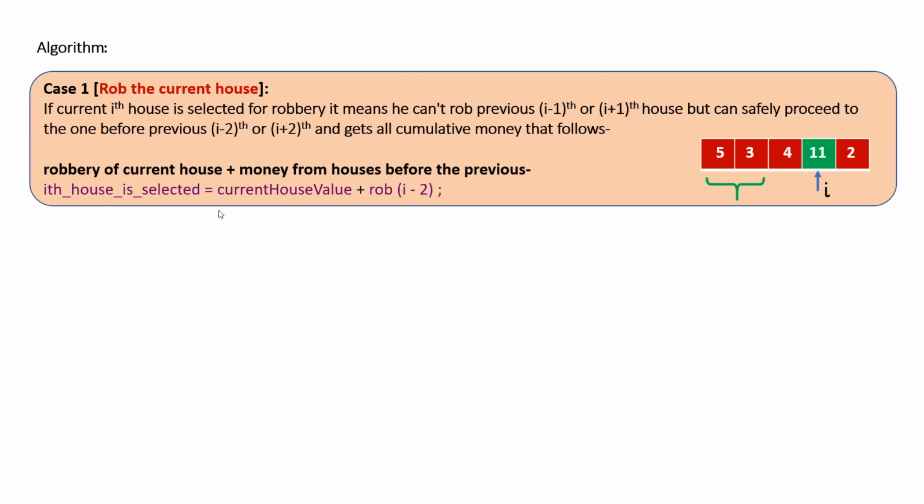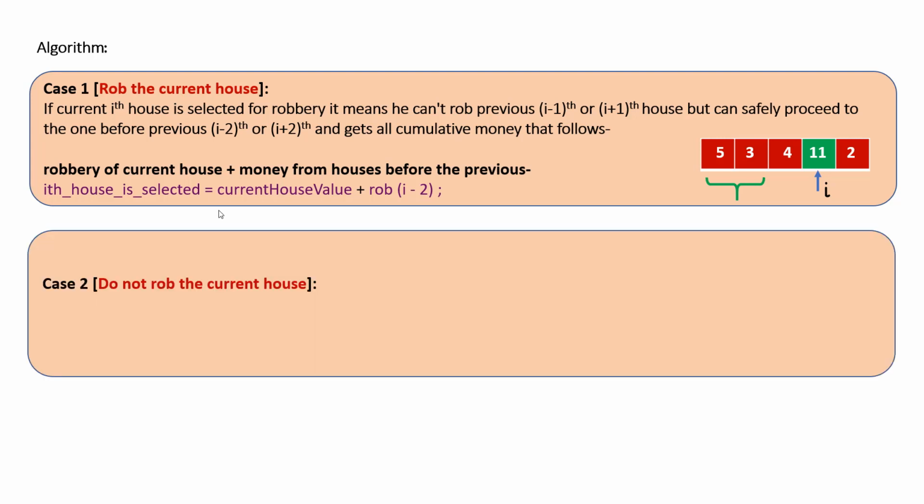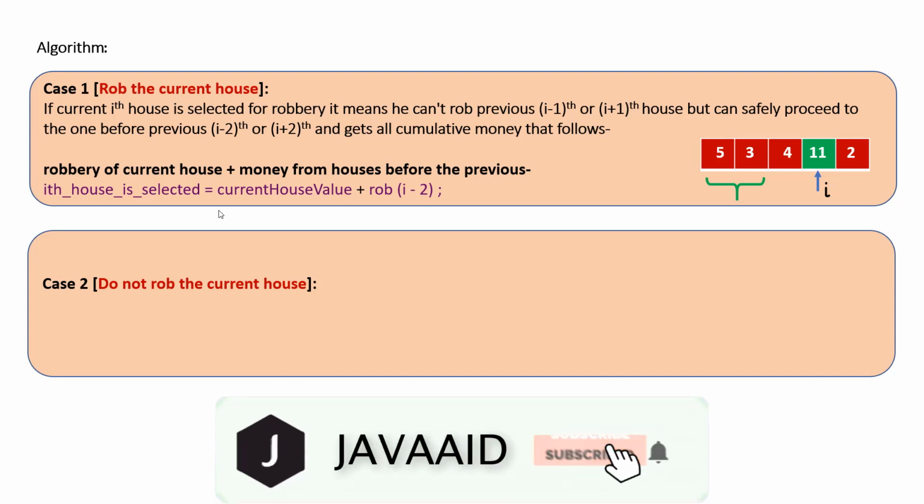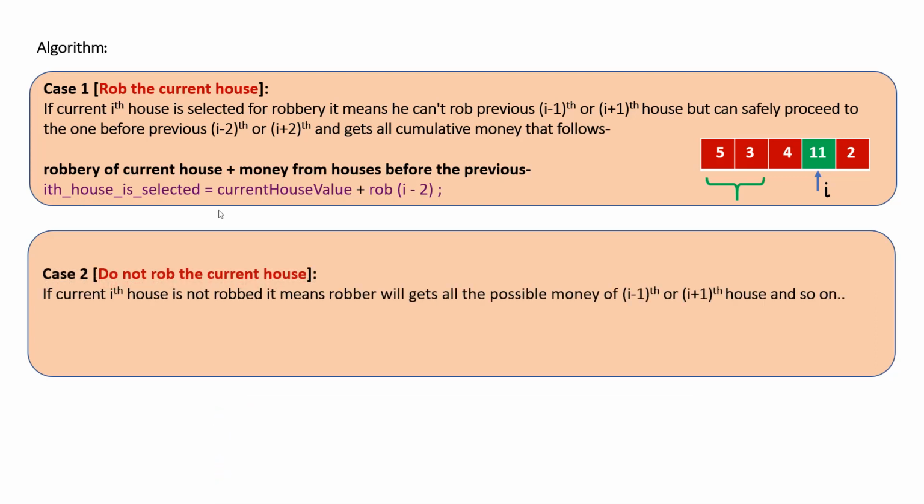And the second case, as we have talked about, is when the robber decides not to rob the current house. So this is the other option which the robber has. There are only two options, guys. Either he will choose to rob or he will not. So this is the second option: do not rob the house. In that case, if the current ith house is not robbed, it means the robber will get all the possible money up to the I minus 1th house and so on, the total money he has accumulated before that.